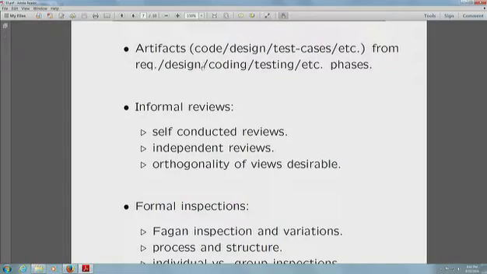So we have the artifact from code, design, and test cases, whatever kind of things in the requirement phase, design phase, coding phase, testing phase, whatever kind of phase. So anything tangible from your software development process, you can inspect. So that is actually one of the key advantages of inspection.